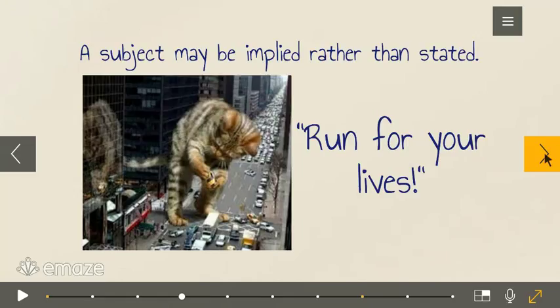You should be aware that sometimes it can be tricky to figure out what the subject of a sentence is, but it's still there. It might be implied rather than explicitly stated, like in this sentence: run for your lives. Really what we're just seeing is a predicate, but we can infer who the subject is. Who is it that would need to be running for their lives? Well, in this case, the subject that's implied is you.